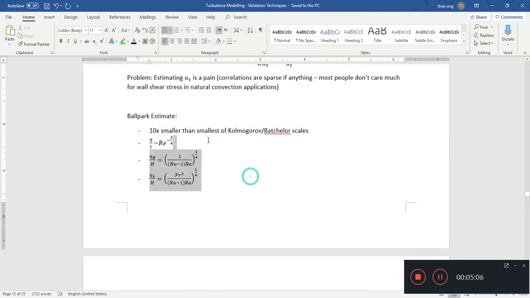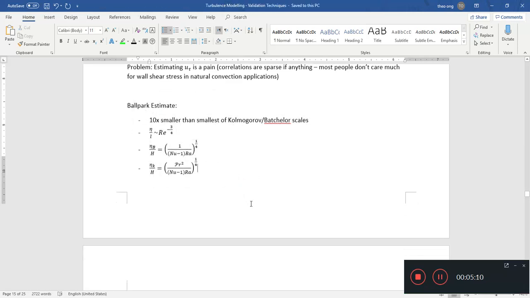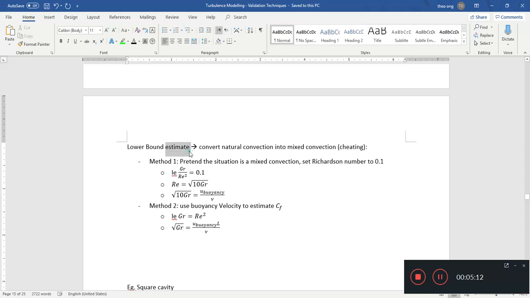Okay, so that is the ballpark estimate. If you really want to be conservative, then I would say there is a lower bound estimate where we try and convert natural convection, and we think of it as a mixed convection or a forced convection problem. This is a bit of cheating here. So method 1, we pretend the situation is a mixed convection and set Richardson number to 0.1.